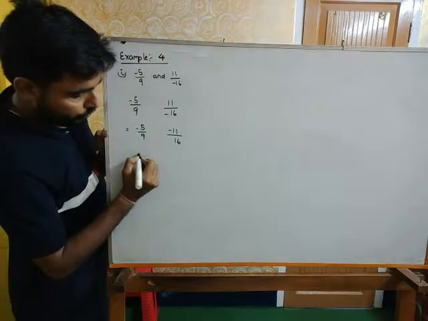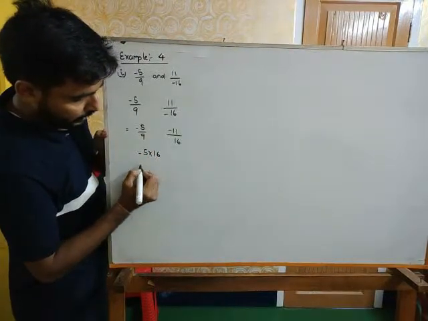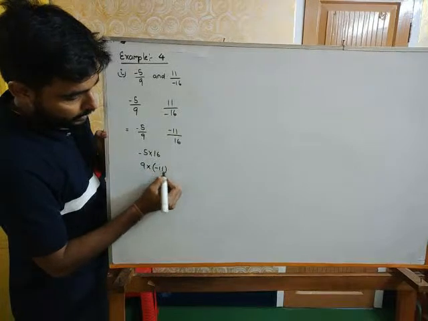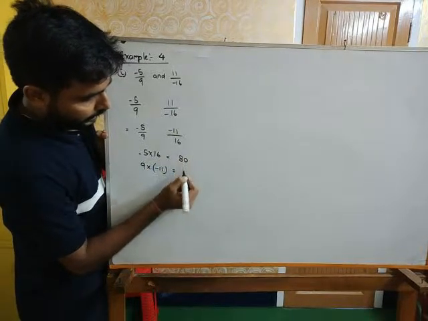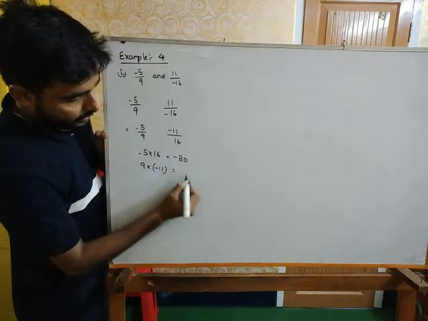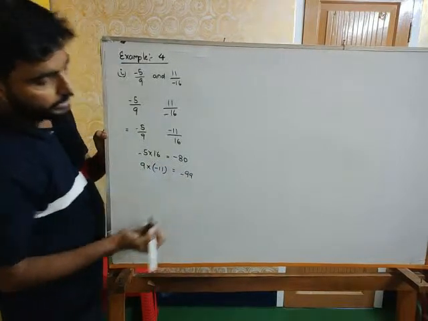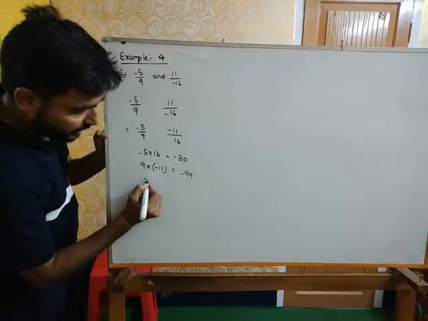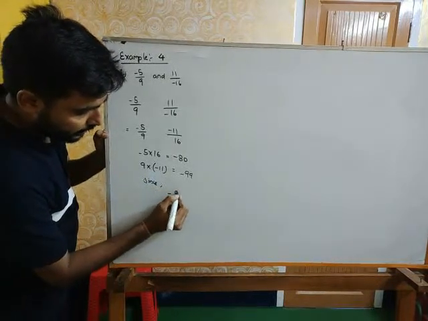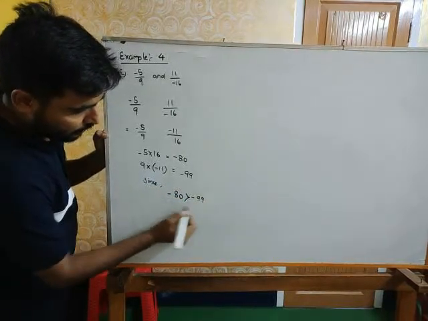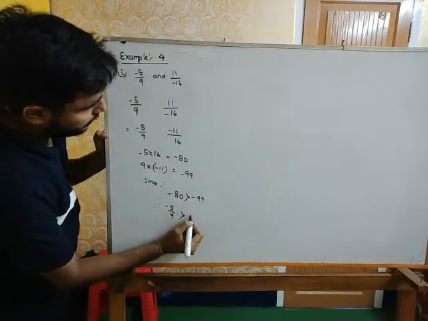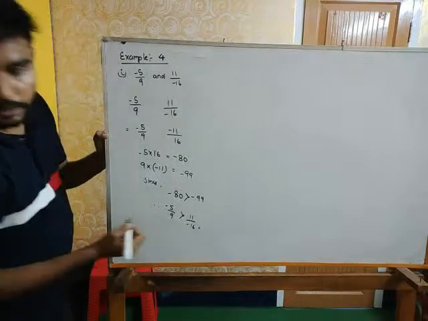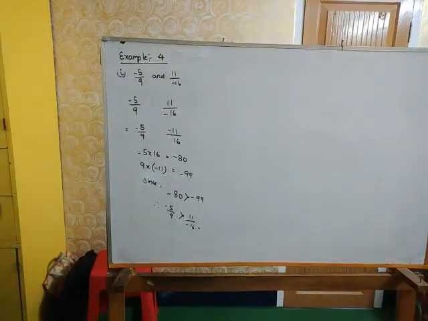Okay, so now cross multiply: minus 5 into 16 and 9 into minus 11. 16 into 5 is 80, so minus 80. 11 into 9 is 99, so minus 99. So now which is greater? Obviously minus 80 is greater. Therefore what can I write? Minus 5 by 9 is greater than 11 by minus 16. Clear? Is there any doubt?